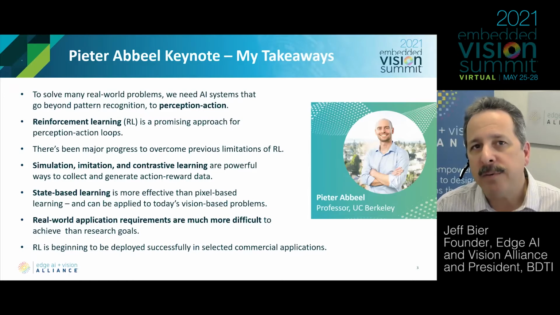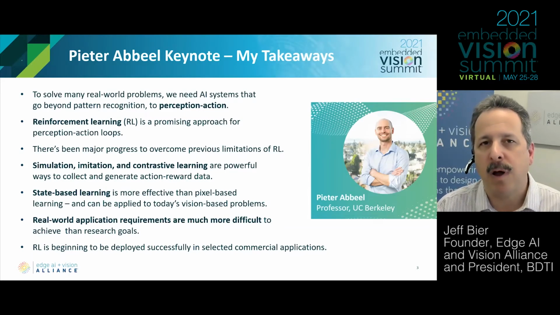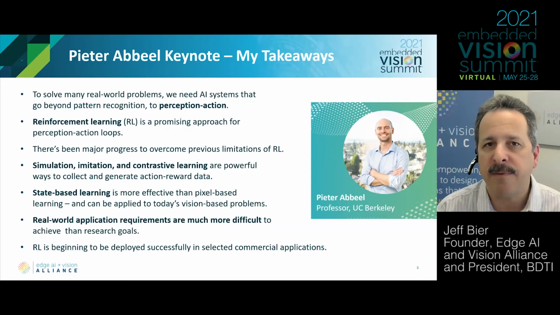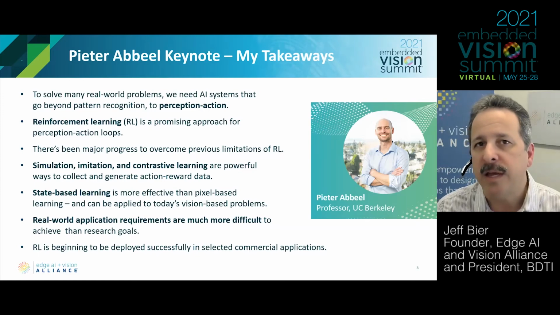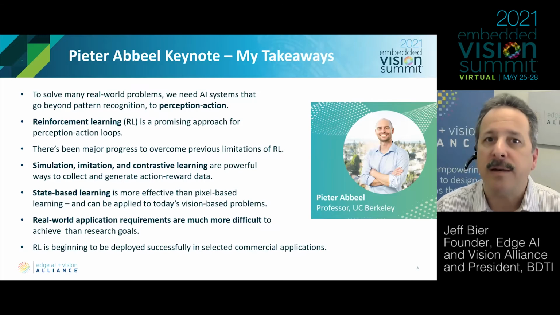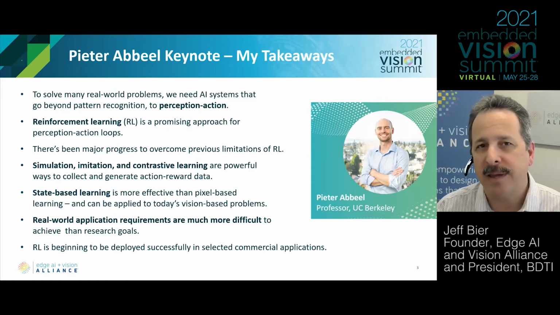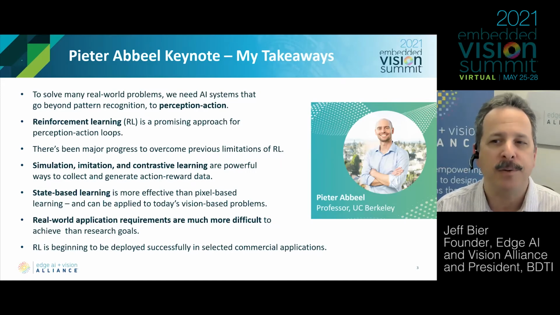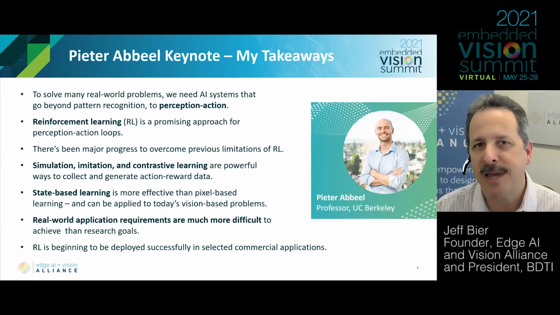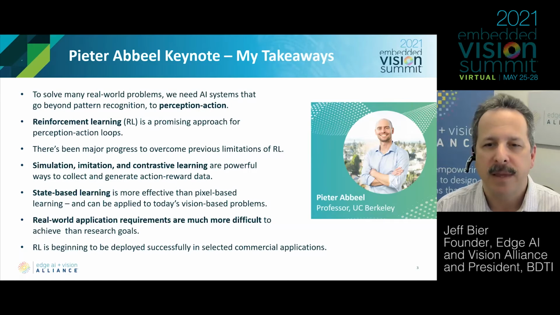He also showed that reinforcement learning has made tremendous progress in the last few years, overcoming some of its early limitations. For example, using simulation, imitation, and contrastive learning to capture or create action reward data needed to train these kinds of deep neural networks. He also showed how state-based learning can be more effective than pixel-based learning and how state-based learning can be applied to many of today's vision-based problems.